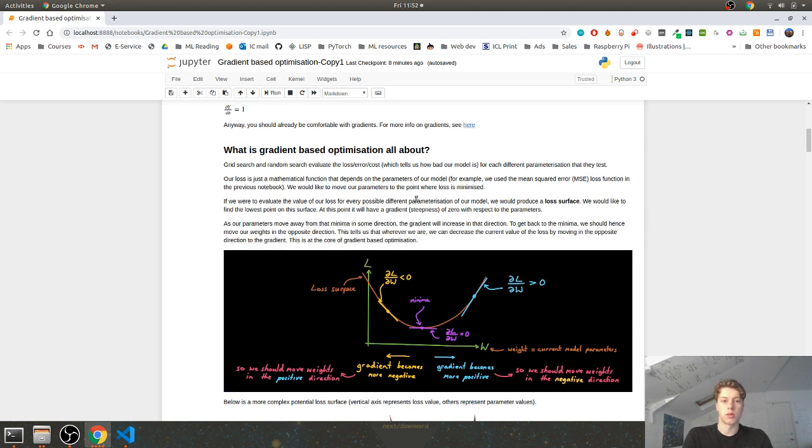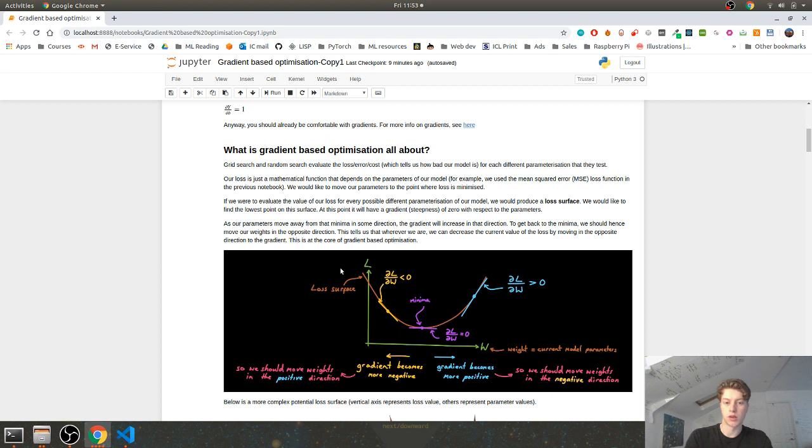So what's gradient-based optimization all about? What's optimization about in general? It's about finding different parameterizations which minimize some value, some objective, some loss, error, or cost, which tells us how bad the model is. The loss, just like our model, is just a mathematical function that depends on the parameters of the model. And we'd like those parameters to give us a low value of the loss when we evaluate the model on that objective. So if we were to evaluate the value of the loss for every different possible parameterization, we'd produce a loss surface.